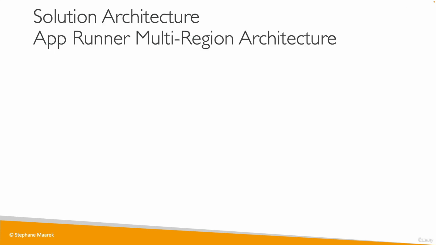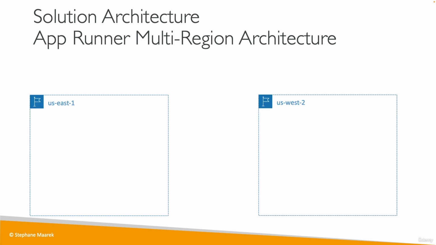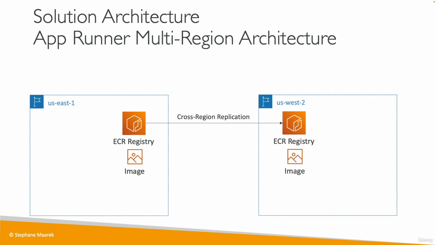So let's look at an architecture using App Runner in a multi-region architecture. So we have two regions, US East 1 and US West 2. And first of all, we want to start with a Docker image. So we're going to have an image on the ECR registry, but we've learned about the cross-region replication feature of ECR, and therefore that image can be replicated to another region. Therefore, in the first region, we can start using the App Runner service, and it's going to leverage that image, and we can persist data in the DynamoDB table.